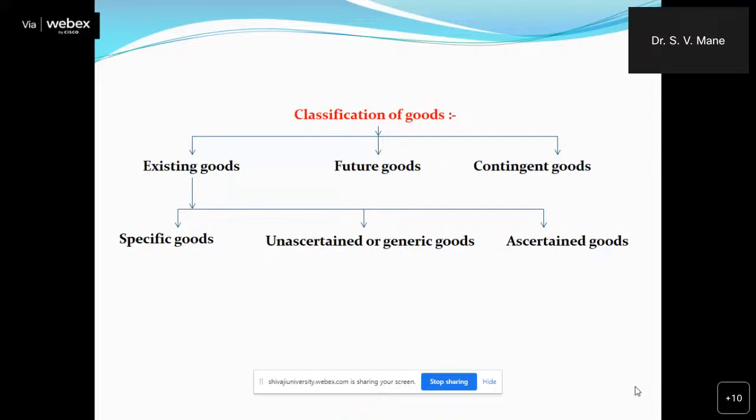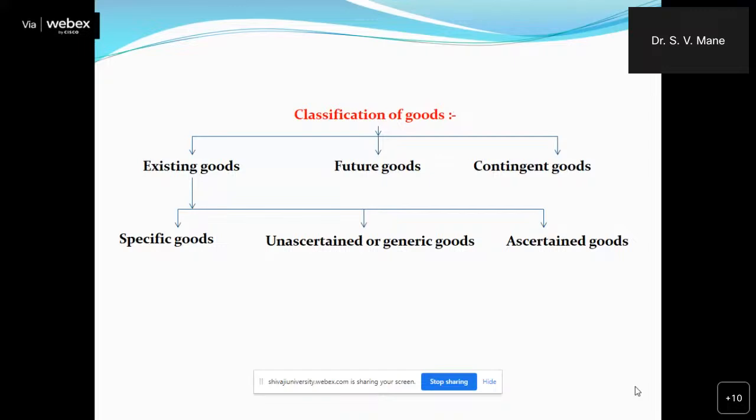So first one is existing goods. What is existing goods? The goods which are owned or possessed by the seller at the time of sale are called existing goods. The existing goods can be further classified. First one is specific goods. Goods which are identified and agreed upon at the time of the contract of sale are specific goods.